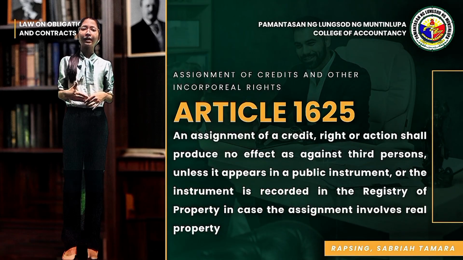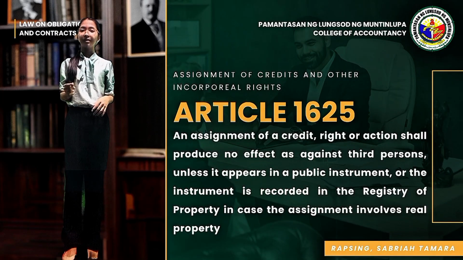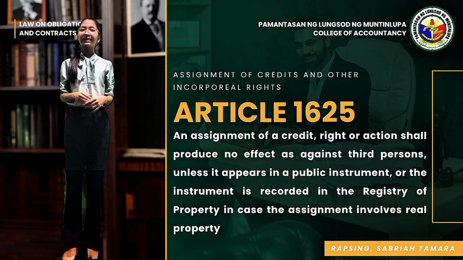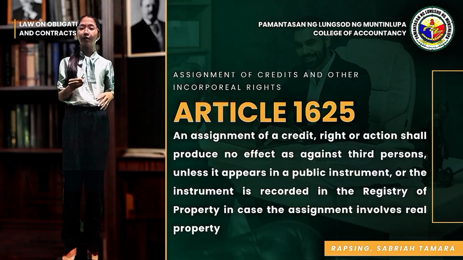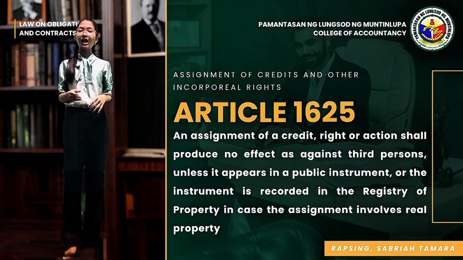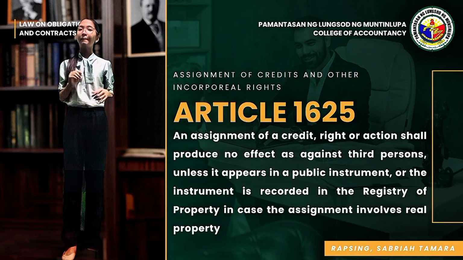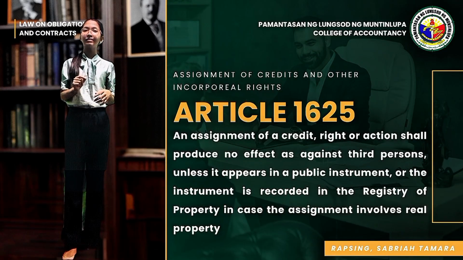So, what does this mean? Between the assignor and the assignee, the assignment is valid even if done privately, for example, through a handwritten or notarized contract. But when it comes to third persons, the assignment only becomes legally binding if either it is in a public instrument, like a notarized deed of assignment, or if it involves real property, it must be recorded in the registry of property. So, if the assignment is not notarized or recorded, third parties, such as other creditors, buyers, or interested parties, cannot be bound by it, even if it's valid between the parties involved.